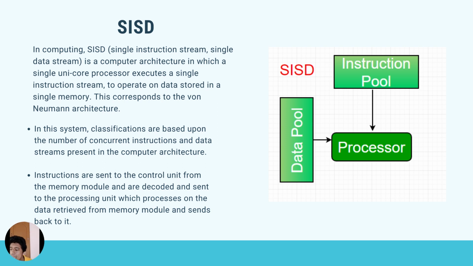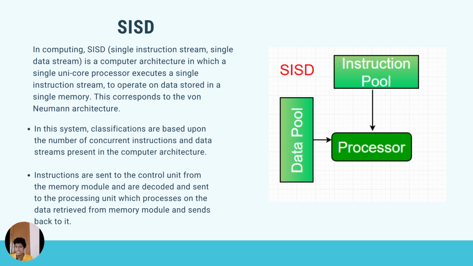As we can see in these systems, the classifications are based upon the number of concurrent instruction and data streams present in the computer architecture. The instructions are sent to the control unit from the memory module, decoded, and sent to the processing unit, which processes the data retrieved from the memory modules and sends it back to the memory. That's basically the von Neumann architecture.